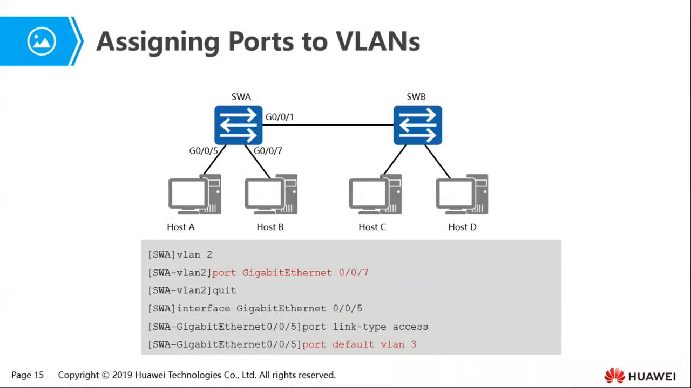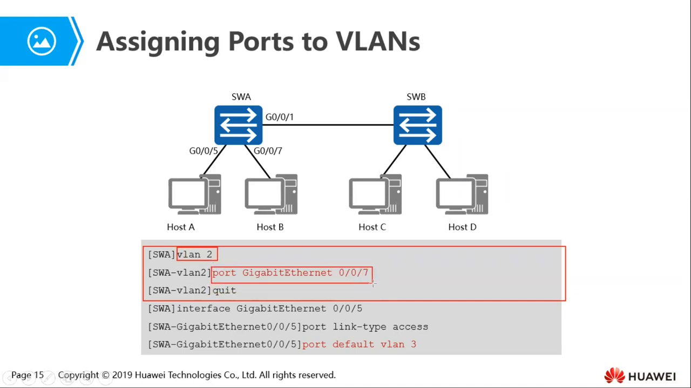Then how do we assign ports to VLANs? We can do it in one of two ways. We are looking at the first way here. You go into a particular VLAN, so we've gone into VLAN 2. Then we add G007, because we want to add this into VLAN 2. When we add it into VLAN 2, its PVID will be 2. It's the port VLAN ID.